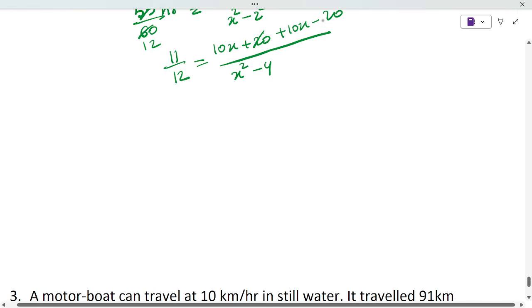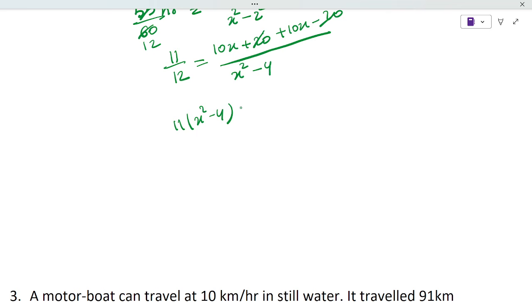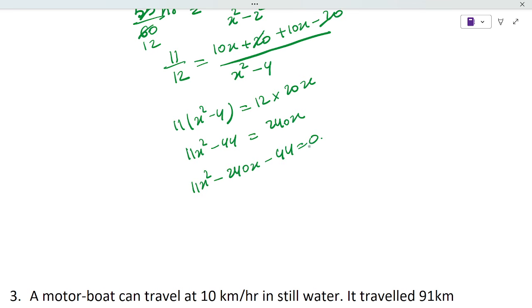So here plus 20 minus 20 will be cancelled. So here 11x squared minus 44 is equal to 240x. 10x plus 10x will give us 20x. So 11x squared minus 240x, if we bring it to the left hand side, minus 44 is equal to 0.